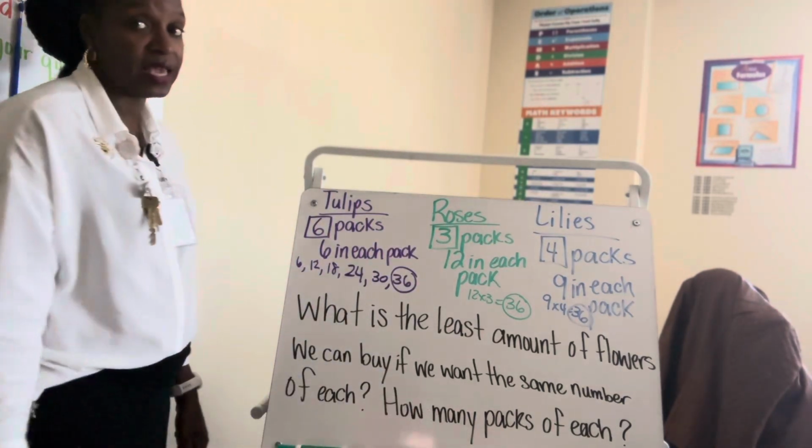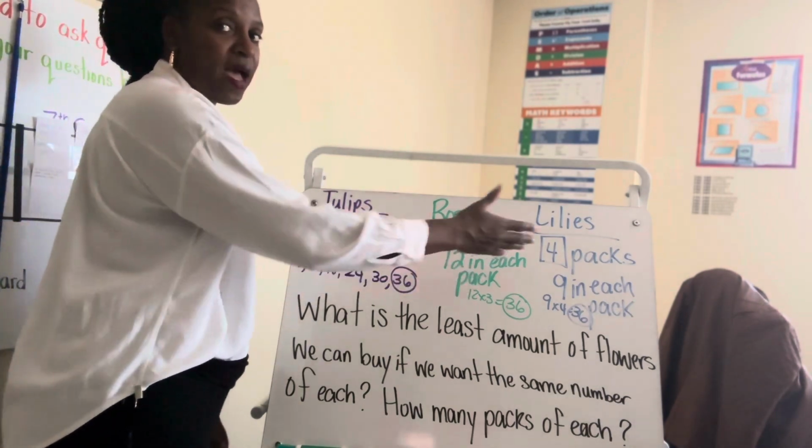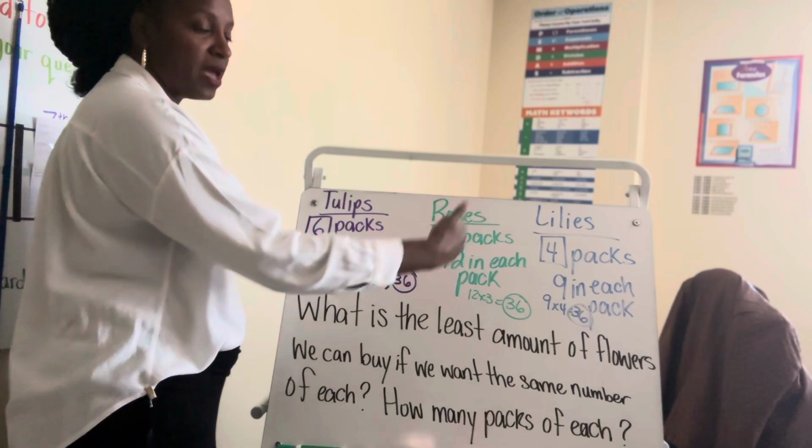So the LCM, or least common multiple, is 36, because that is the smallest number that they all have in common when multiplied by another factor.